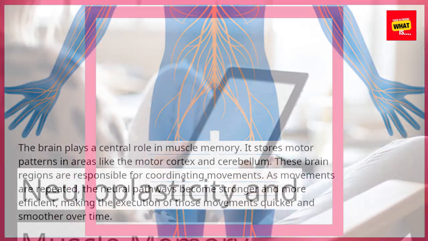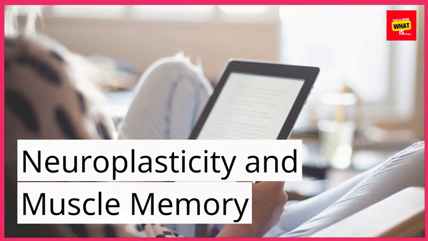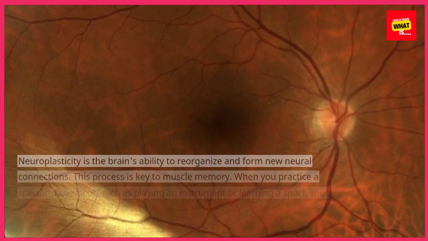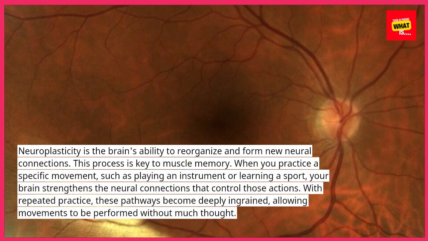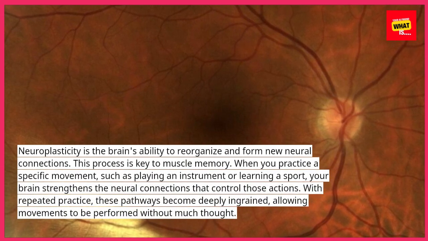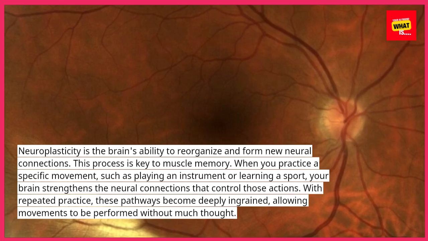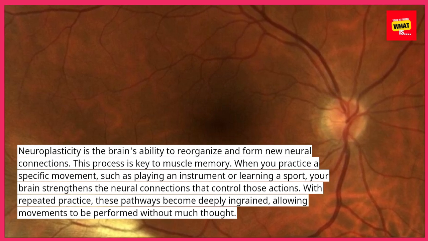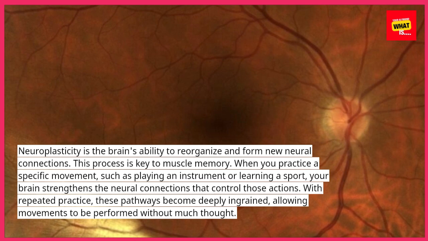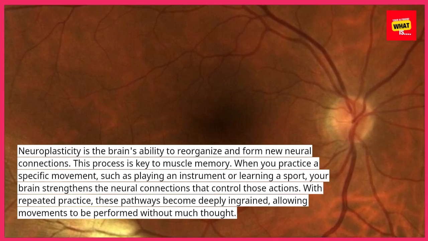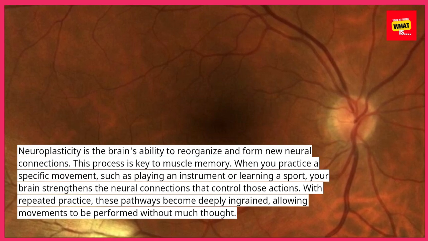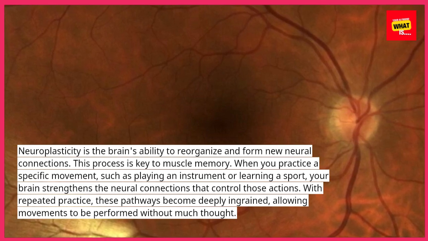Neuroplasticity and muscle memory. Neuroplasticity is the brain's ability to reorganize and form new neural connections. This process is key to muscle memory. When you practice a specific movement, such as playing an instrument or learning a sport, your brain strengthens the neural connections that control those actions. With repeated practice, these pathways become deeply ingrained, allowing movements to be performed without much thought.